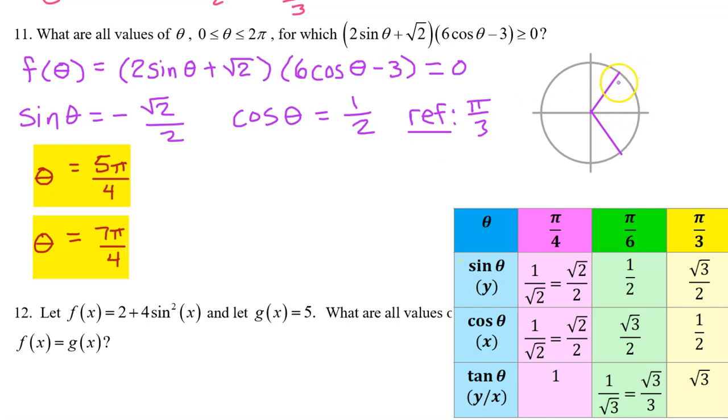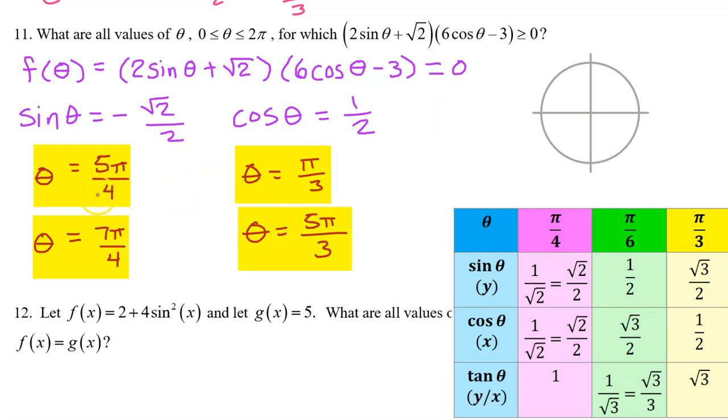The angle in the first quadrant with a reference angle of pi over 3 is pi over 3 itself. We can think of 2 pi as 6 pi over 3. So this angle in the fourth quadrant must be 5 pi over 3. We now have 4 critical values where f of theta is equal to 0. Let's use them to make a sign chart.